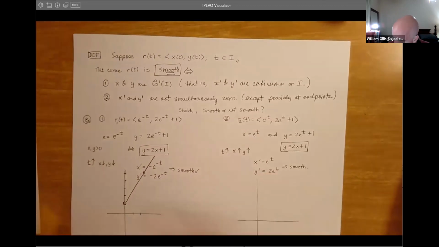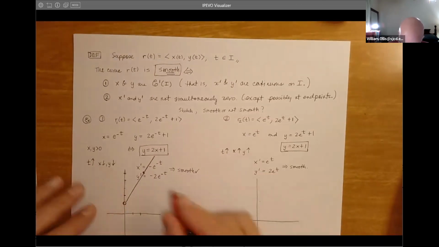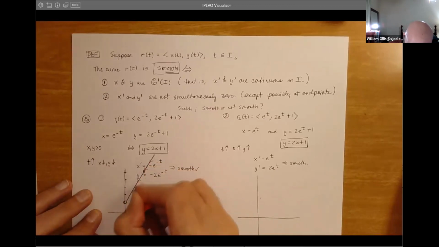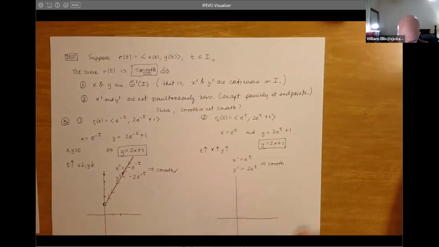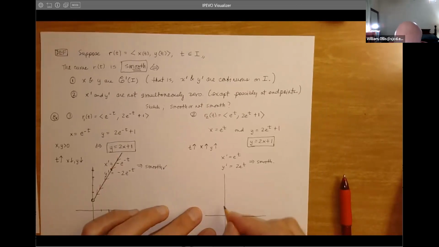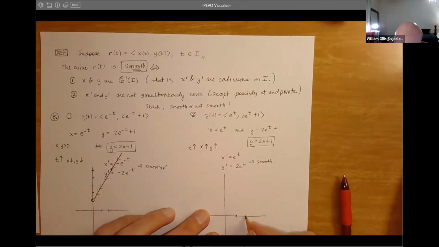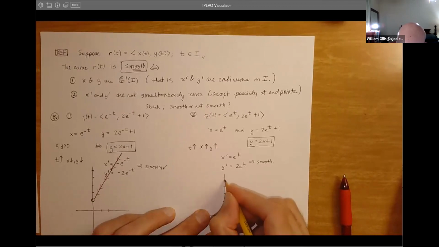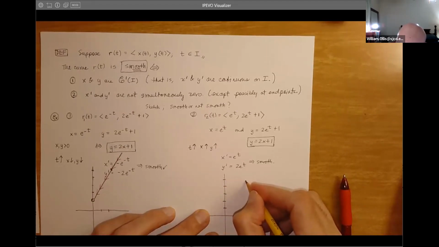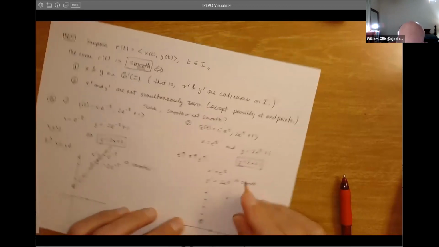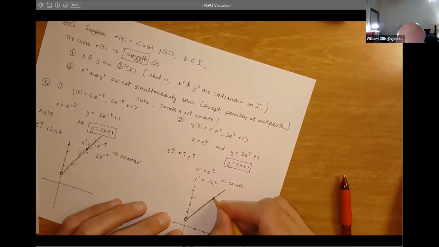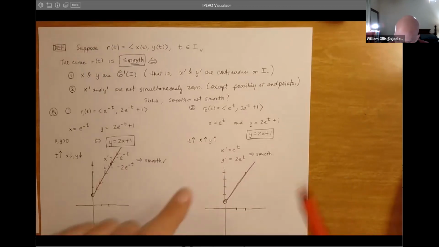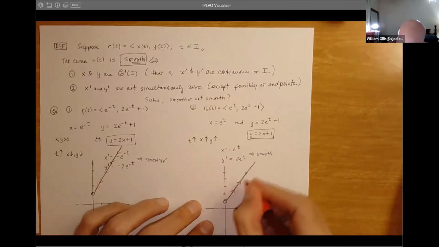But now, in this case, as t grows, x and y get smaller. So the orientation is in this direction. Now, of course, same thing, we don't have to start over. So we got a one and a two, and a one, two, three, four, five. Open. So though this is an extremely simple example, notice now we get a different orientation.